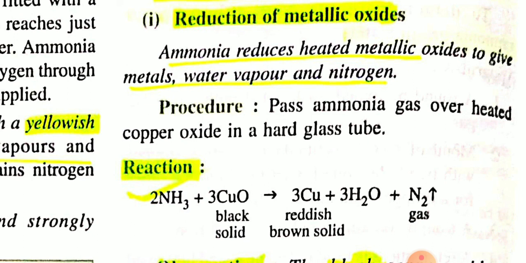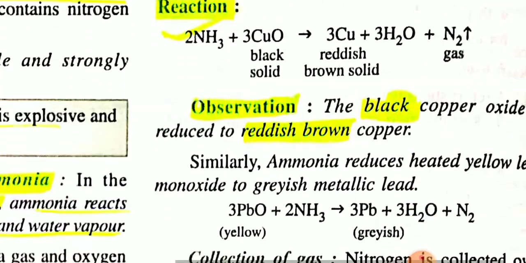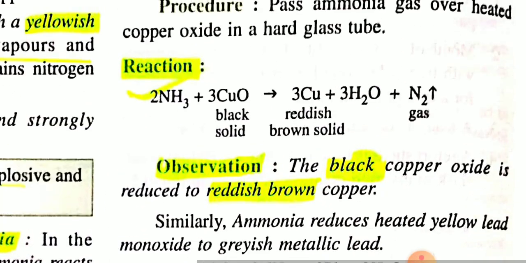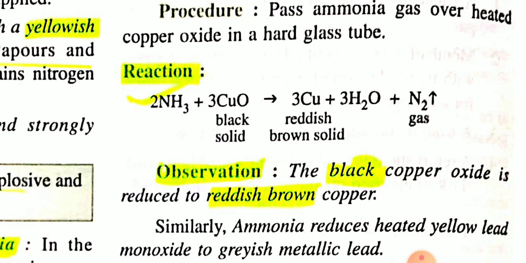For example, when ammonia reacts with black solid copper oxide, CuO, ammonia NH3 reduces cupric oxide to copper, Cu, a reddish brown solid, plus 3H2O plus N2, nitrogen. The reaction is 2NH3 plus 3CuO, arrow 3Cu plus 3H2O plus N2 gas. Observation of this reaction: the black copper oxide is reduced to reddish brown copper.